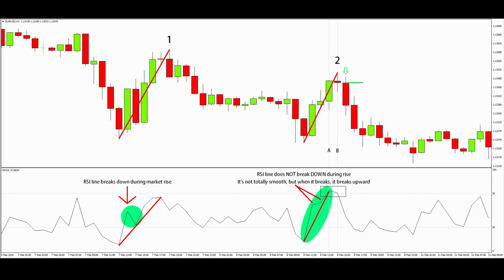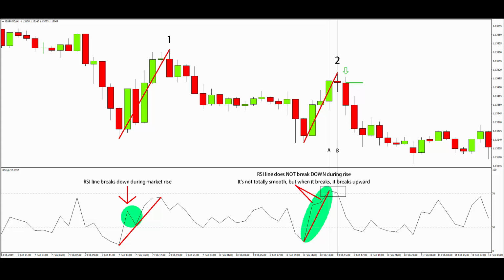In vector number 2 we can see that the momentum line does not break downward. It still shows some breakpoints, but all of them break to the upside. This means that vector number 2 is in sync with this timeframe, so when it breaks to the downside, we can expect a clean market reversal.